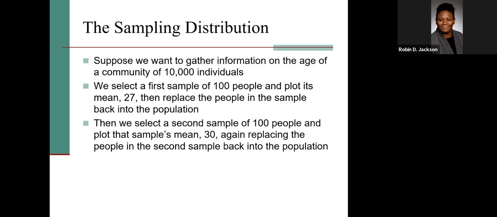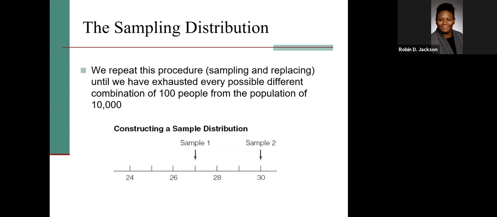Okay, great. Then they get a second sample of 100 people. They find out that that sample's mean age is 30. And they continue, and continue, and continue. That is essentially what a sampling distribution is. So when they plot those ages, this is what they were talking about. As you can see in the slide, they have sample 1 where it's at 27.